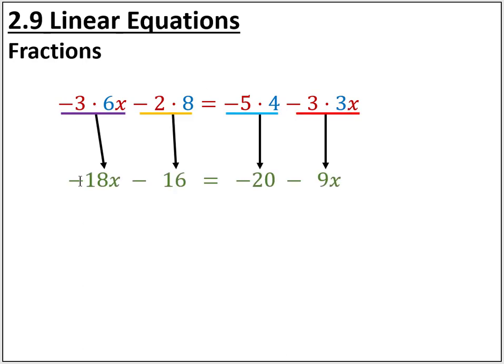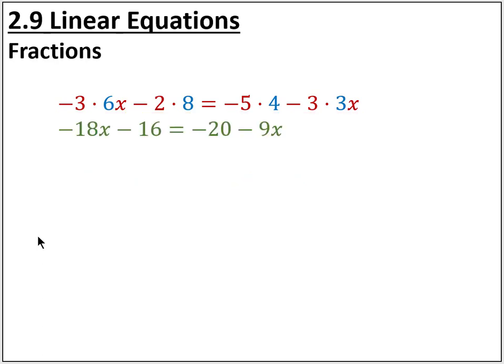So, when we multiply, we have negative 18x from the first part, minus 16 from the second, negative 20 from the third part, and minus 9x from the fourth. So, as I was saying before, by multiplying by the LCD, we converted fractions into whole numbers. Now we can start solving this equation as normal with whole numbers.